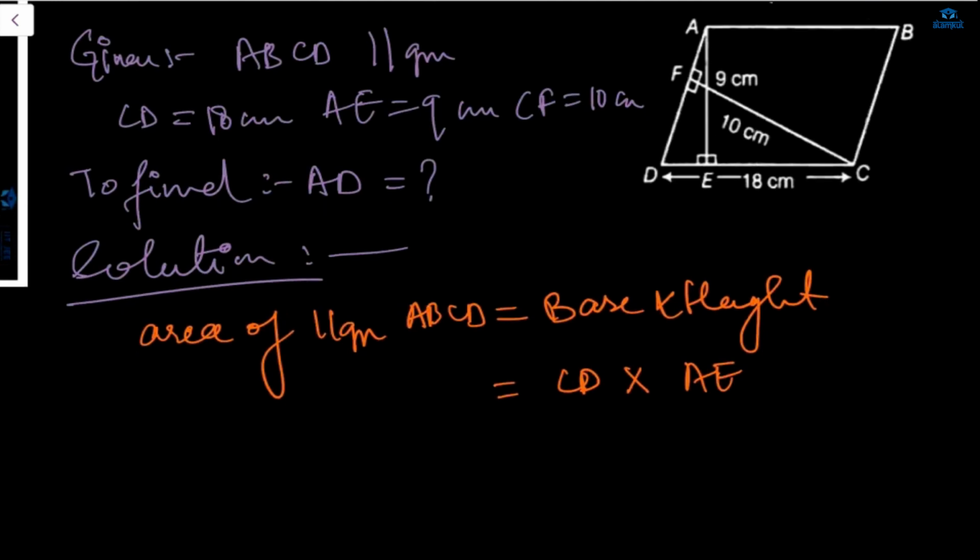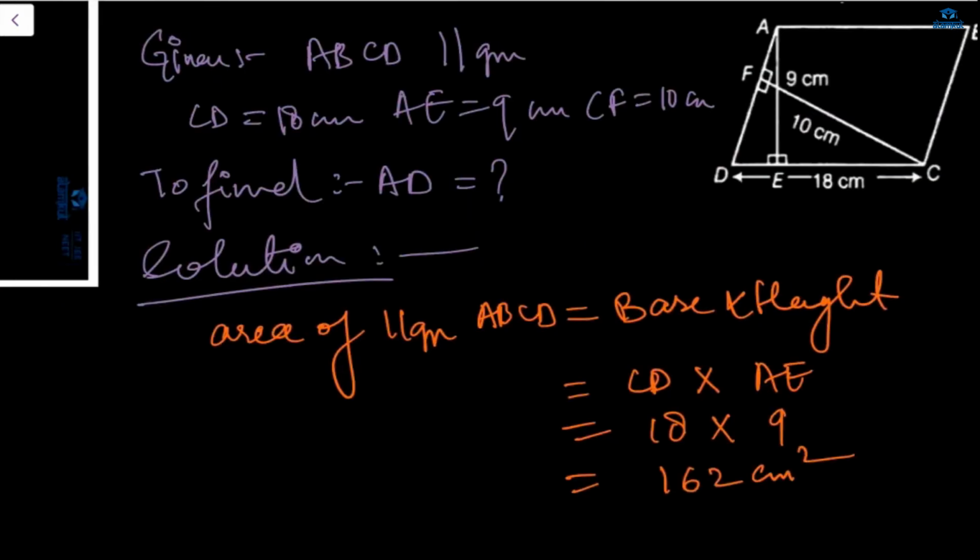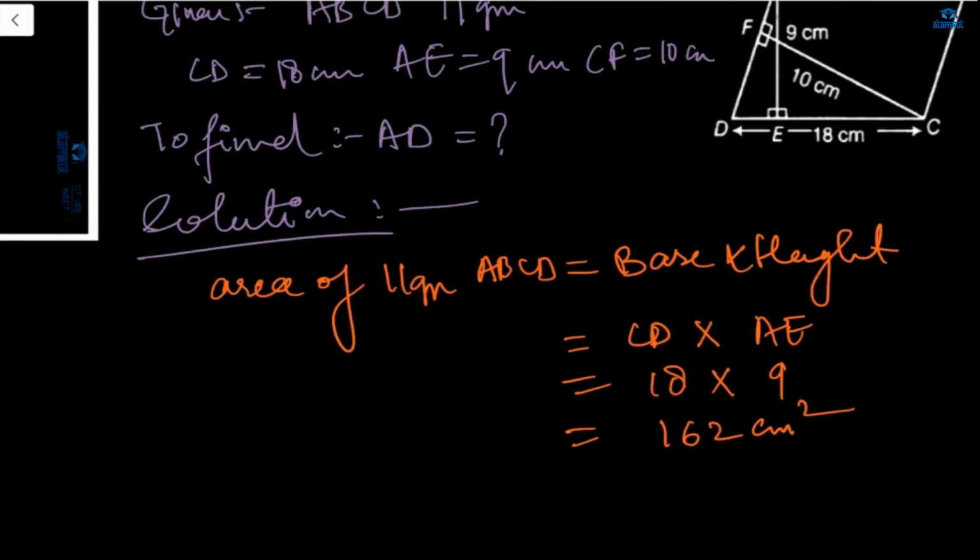Height is 9 centimeters. So 18 into 9, what will be the answer? 162 centimeters square. So this is your area of the parallelogram.